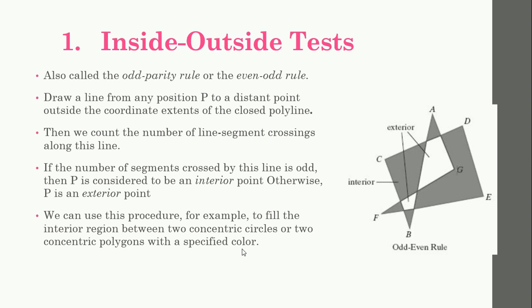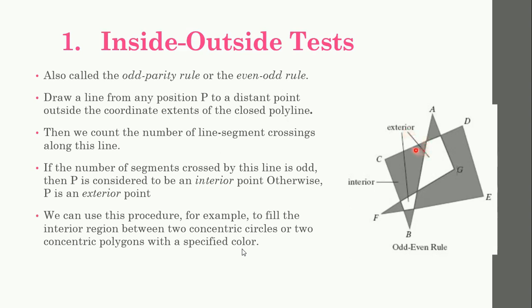First method we have is the inside-outside test. It's also called the odd parity rule or even-odd rule. What you have to do is consider one of the examples here. We have to identify the interior and exterior regions of a closed polyline that contains self-intersecting segments here. Okay, so draw a line from any point P, consider any point position P, to a distant point outside the coordinate extents of the closed polyline. Then we count the number of line segments crossing this line.